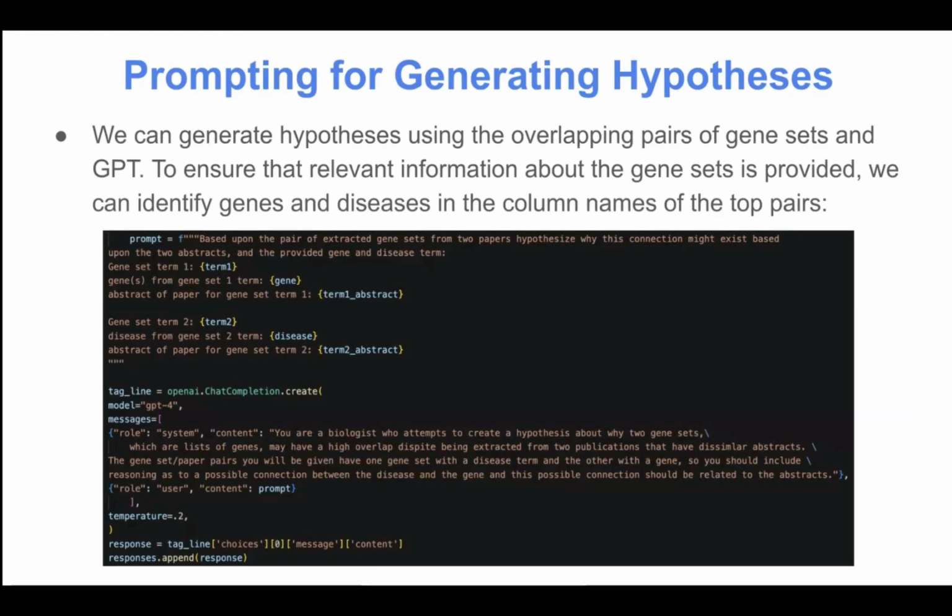We're going to provide GPT with a prompt that includes the terms: what PubMed article they're from, the term that we identified, so that gene or that disease, and also the abstracts for the two papers. And we're going to say you should draw upon both of these abstracts and the gene and disease terms, in the context of these two gene sets that are significantly overlapping but have very different abstracts. You can see that part of the prompt is defined at the system level below here in this messages array.